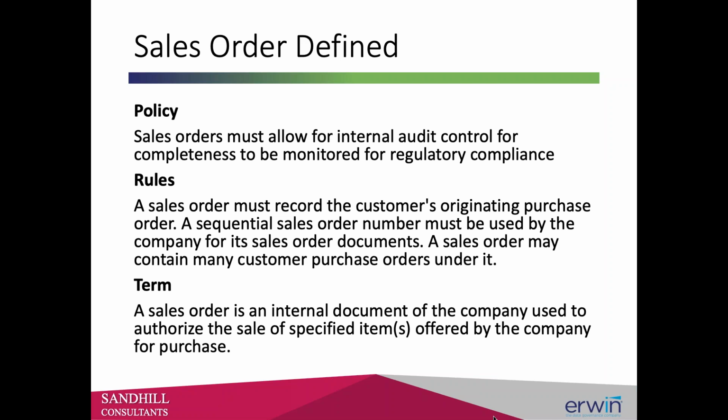A sales order may contain customer purchase orders under it. Those are all the rules that govern the sales order. But the basic meaning of a sales order is simply an internal document of the company used to authorize the sale of specified items offered by the company for purchase. It's really just one sentence. So this is how things can get confusing and people might not understand what's going on.